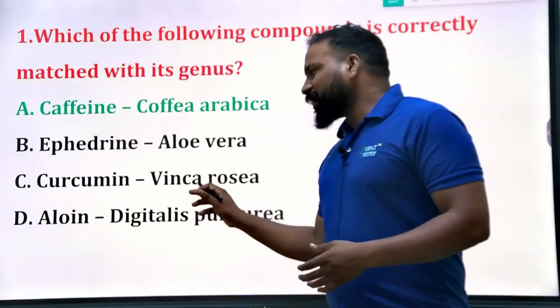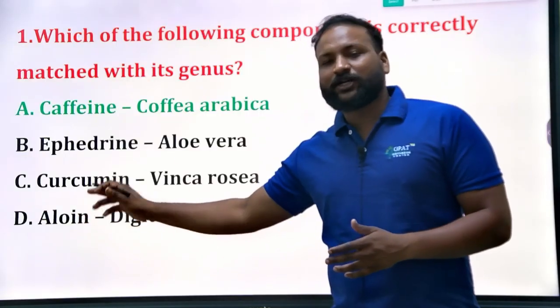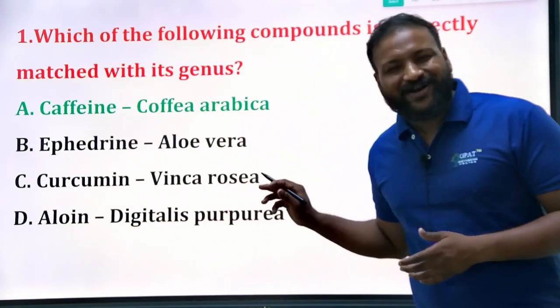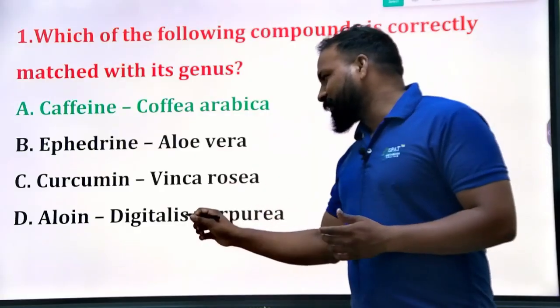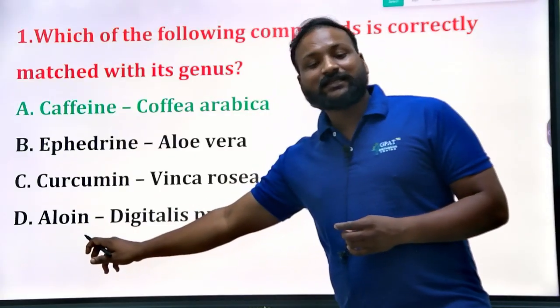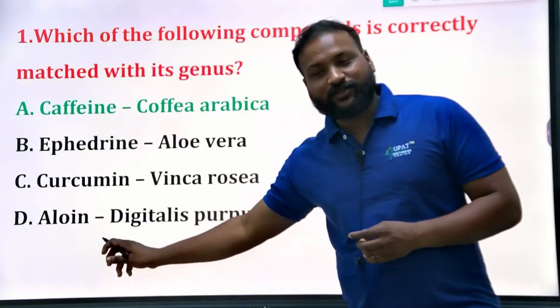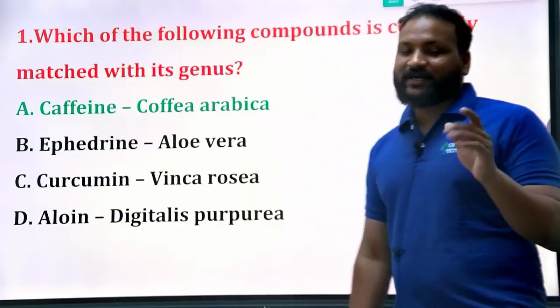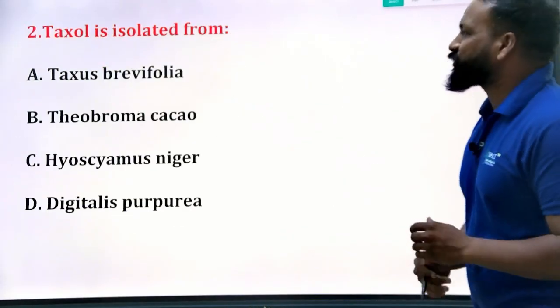From Vinca rosea we get vincristine, not curcumin. Curcumin is obtained from Curcuma longa. And from Digitalis purpurea we get digitoxin, not aloin. That's the right answer, right? I hope you understand. Next question.